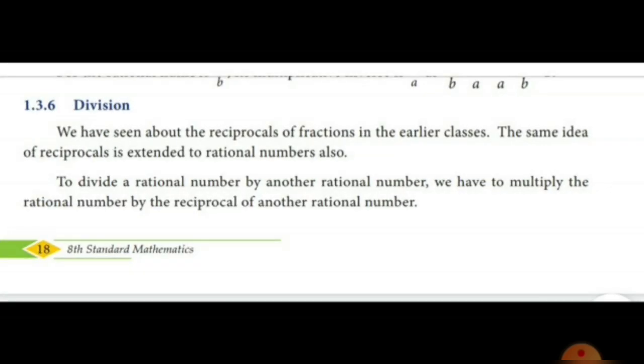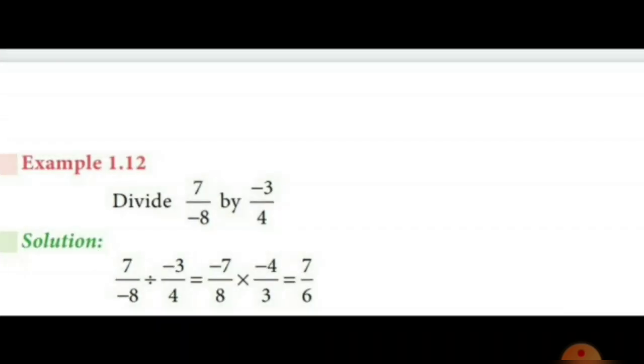Next, division. For doing division, we have to take the reciprocal of the given number and multiply, and we can cancel. That one we can see in problems. First, example 1.12. Divide 7 by minus 8 by minus 3 by 4. So we can write it as, first number 7 by minus 8 divided by minus 3 by 4. For doing division, simply we can take the reciprocal and multiply.